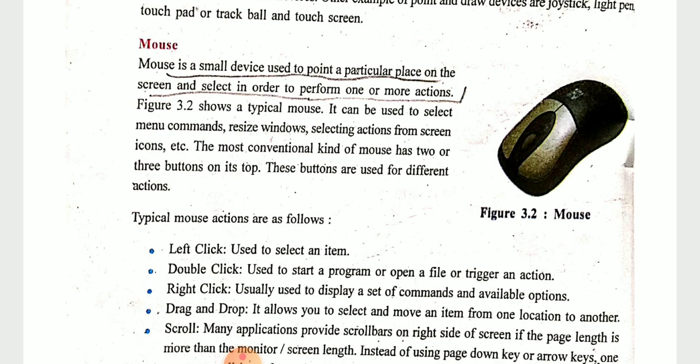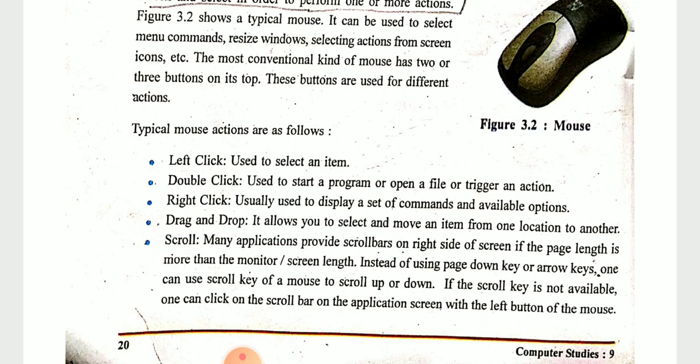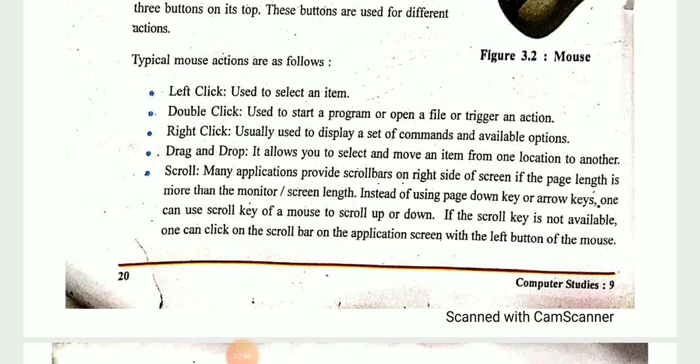It can be used to select menu commands, resize windows, and select actions from screen icons. The most conventional kind of mouse has 2 or 3 buttons. It means a mouse has 3 buttons: left button, right button and scroll wheel. Typical mouse actions are as follows: left click, double click, right click, drag and drop and scroll. They all are functions of the mouse.